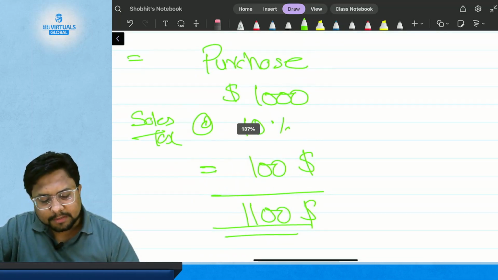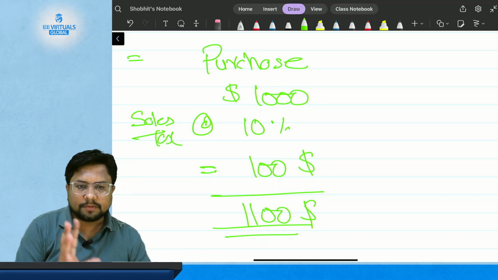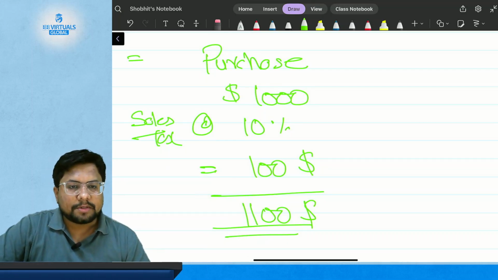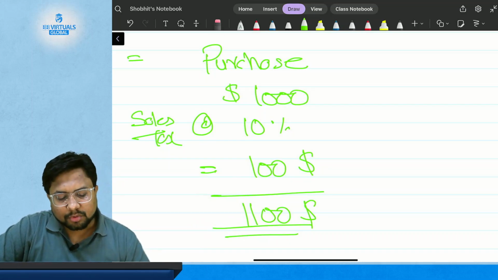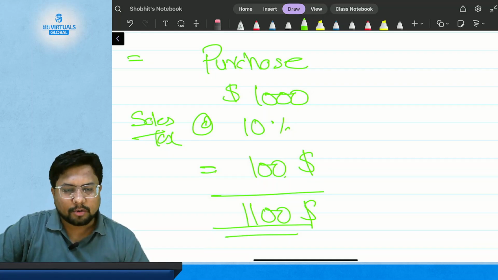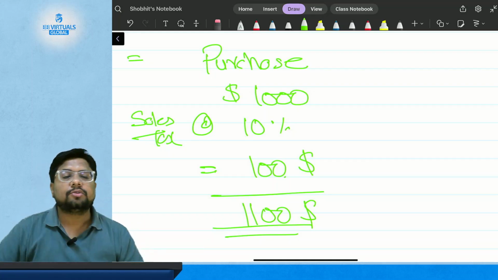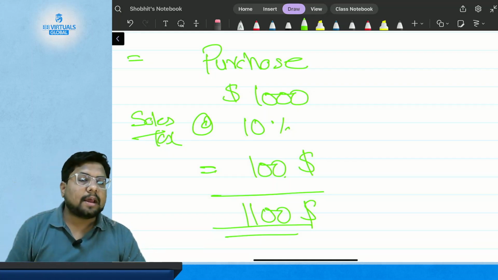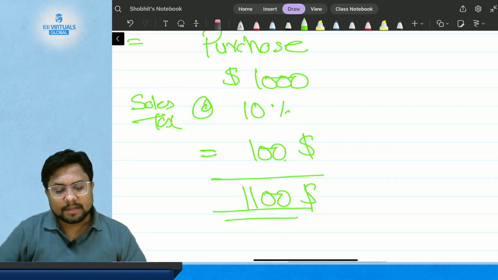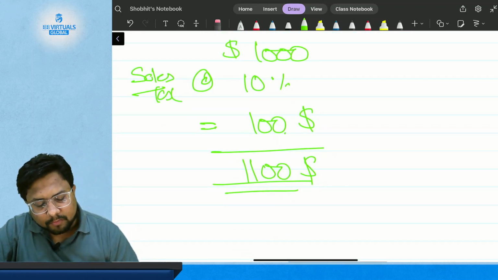Now let's assume what happens in this picture. I have purchased goods of $1000, on which 10% is the sales tax. So $100 is the sales tax, and the total is $1100. So I will pay $1100 to my supplier. Okay, let's understand what will happen.